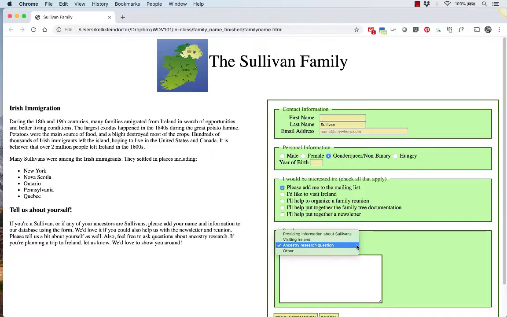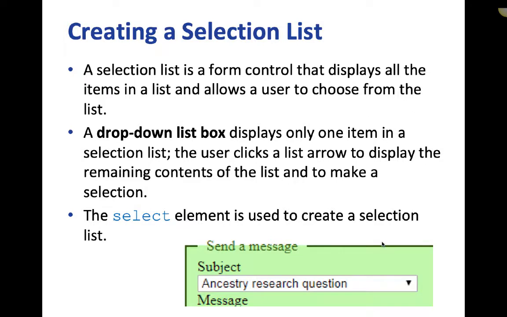Next up, let's look at this drop-down box here. This is called a selection list. It's a drop-down box where you can only select one item. You can only view one item at a time. And the select element is used to create a selection list. So a little bit different than what we've used so far.